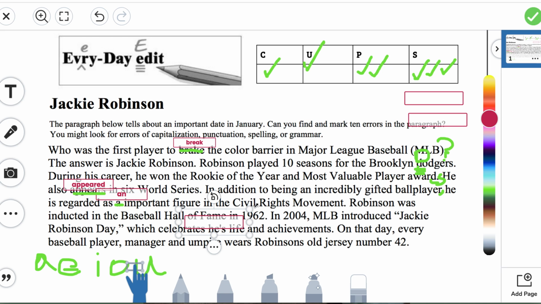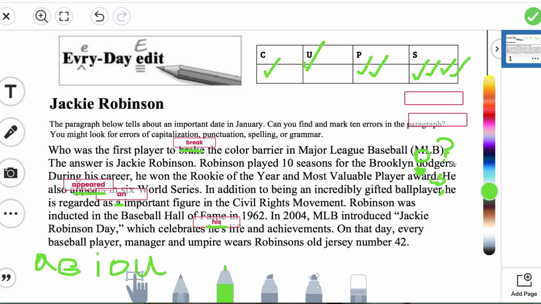It's the word his. That's misspelled. Not he is, his, H-I-S. So, which celebrates his life, not he is. And then cross out that spelling, and this is going to be a spelling error.